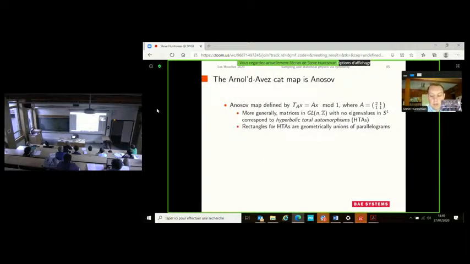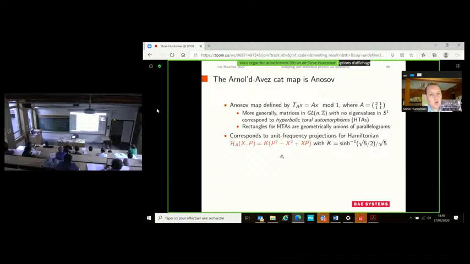So the first example that I'm going to talk about is the Arnold cat map. You take this matrix, you apply it to the unit square, and enforce periodic boundary conditions, or more generally, take any sort of invertible integer matrix that doesn't have unit norm eigenvalues. These rectangles turn out to be parallelograms, sometimes actual rectangles. So in the case of this cat map, they are actual rectangles.